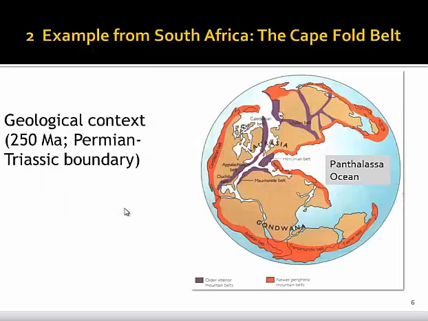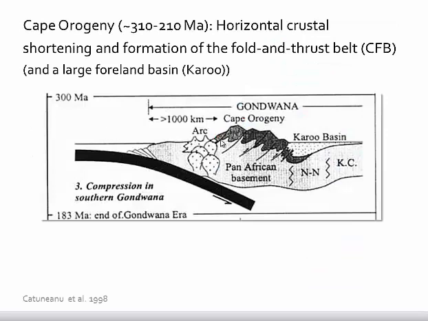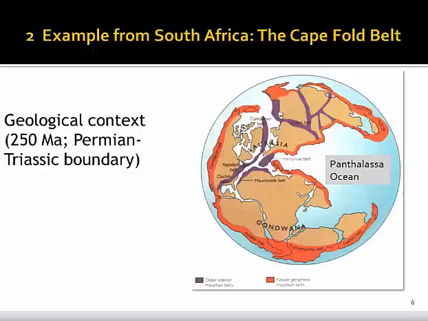Let's have a look at the larger geological context of this time, of this situation. We see here the Permian situation 250 million years ago, and we see that it is in the early stage of the Cape Orogeny. The Karoo basin is starting to form. What was the overall situation?